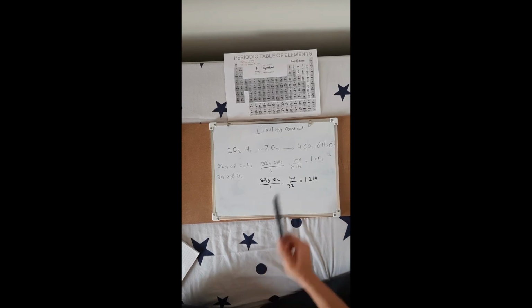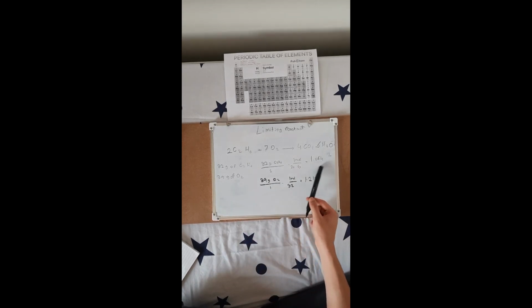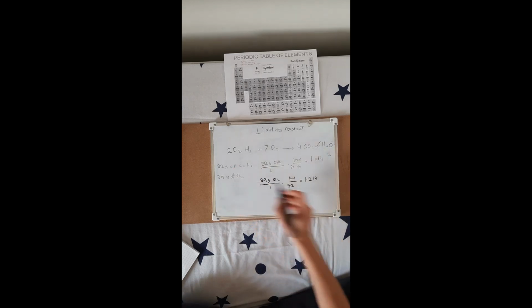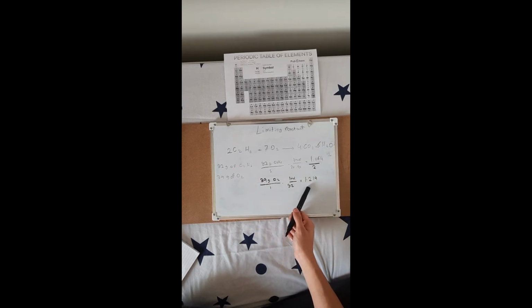Which one is less? Of course, the 1.064 is less. Does that mean that the C2H6 is the limiting reactant? No. It's all about the ratios. So we need to divide this by the coefficient of the C2H6, which is 2. And the O2 we need to divide by 7.